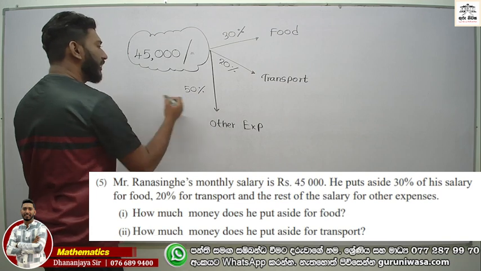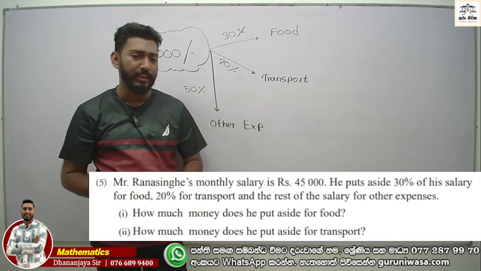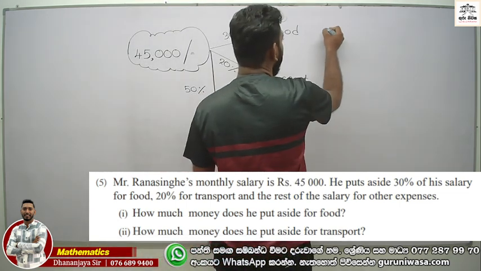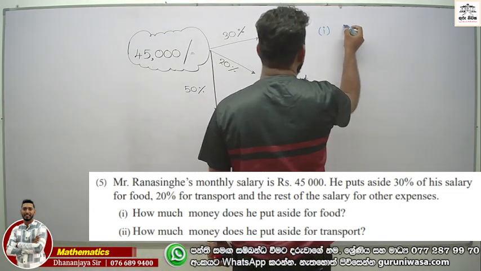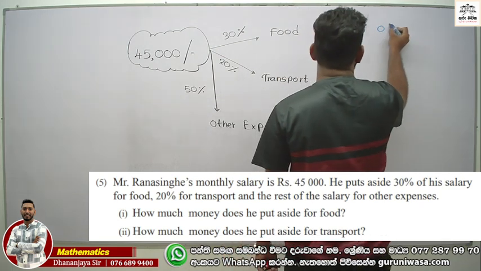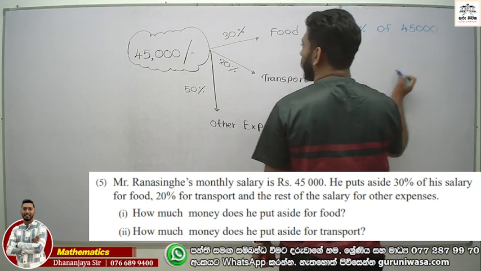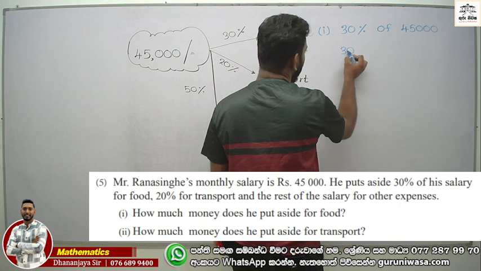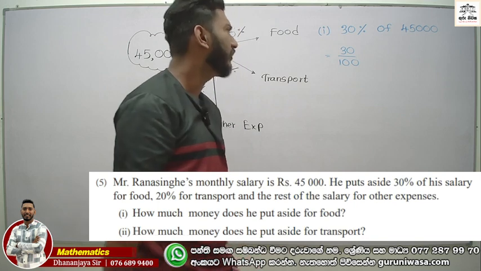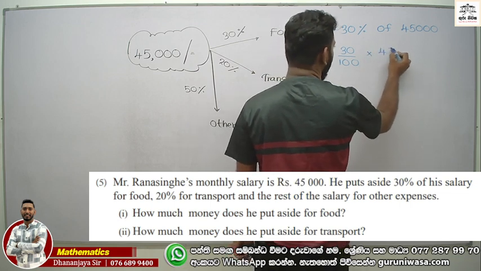Right. Now, how much money does he put aside for food? Food, not Roman number one. Food should be 30%. 30% of the monthly salary of 45,000. Now, 30 over 100, this is the fraction relevant to 30%. Multiply by 45,000.